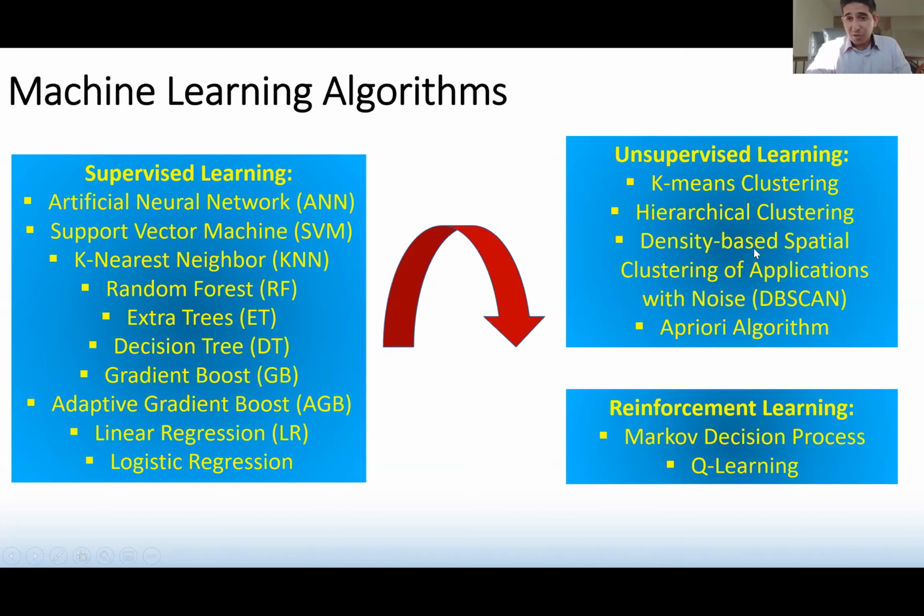Now, unsupervised learning, as I said, k-means clustering is one example. Hierarchical clustering, density-based spatial clustering, and then you have the a priori algorithm. And for reinforcement learning, some examples are Markov decision process and Q-learning. This is just to give you some perspective, so when you hear these terminologies, you know some of them are supervised, some are unsupervised, and some are reinforcement learning.